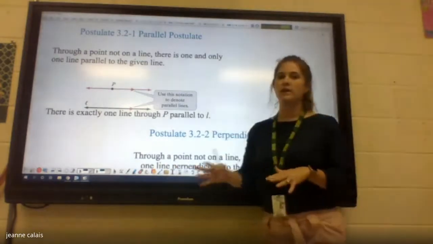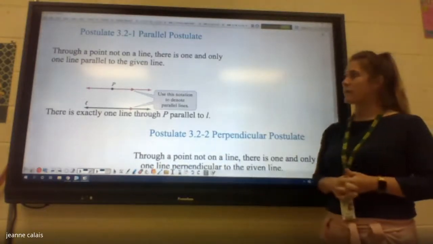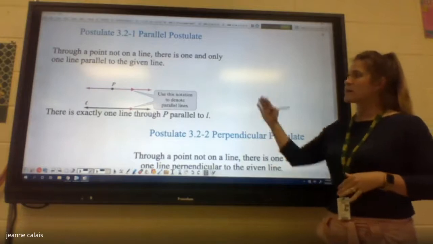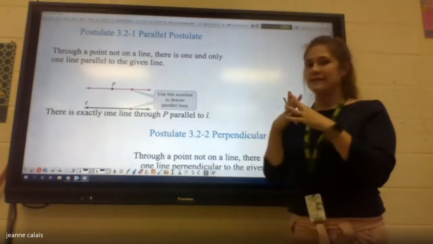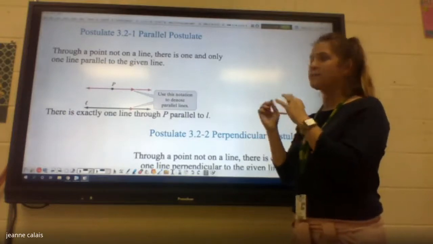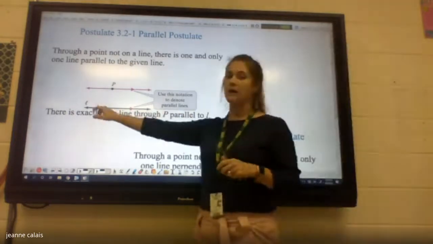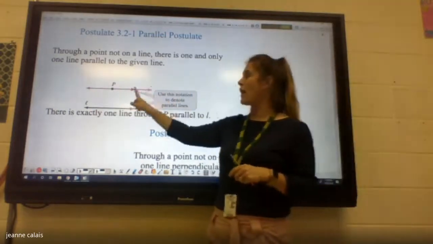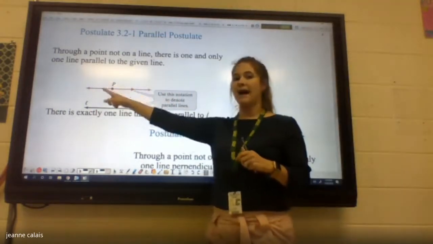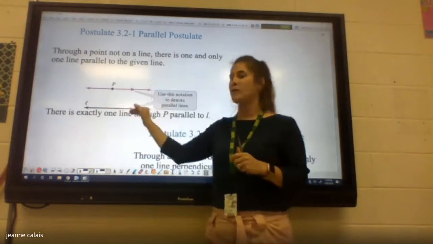Right, so here is where we left off from the last video. So we have two postulates. We have the parallel postulate. What this is saying is that if you have one point that is not on the given line, right? So point P is not on the given line L. There's only one line that can pass through P and be parallel to L.